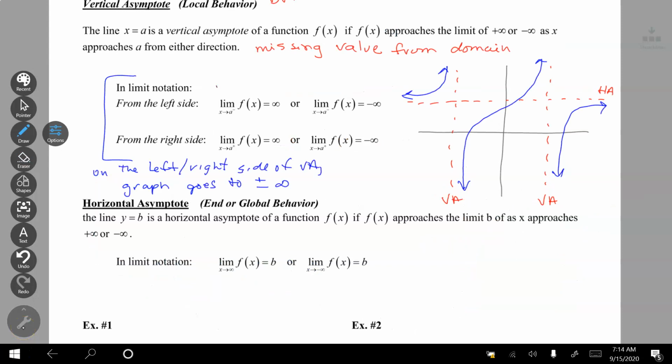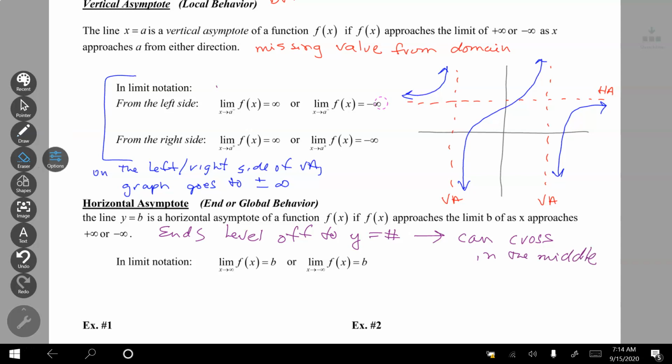A horizontal asymptote is a little bit different. It just means the ends level off to y equals some number. And technically, you can cross in the middle. So if you look at this graph over here, you see how this left end is leveling off to some y value, and this right end is leveling off to some y value. But here in the middle, you can cross a horizontal asymptote.